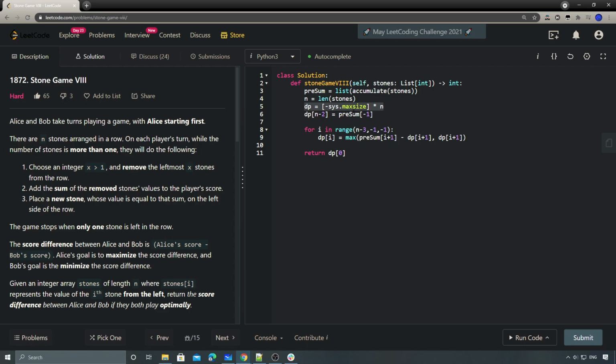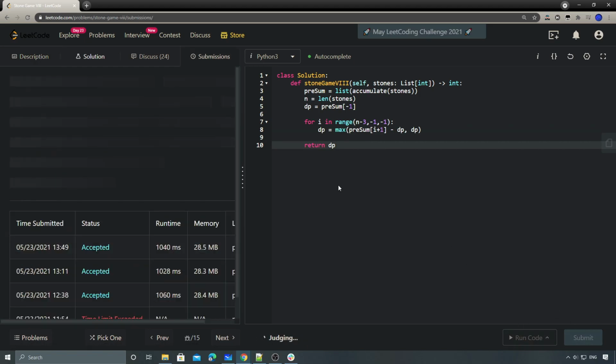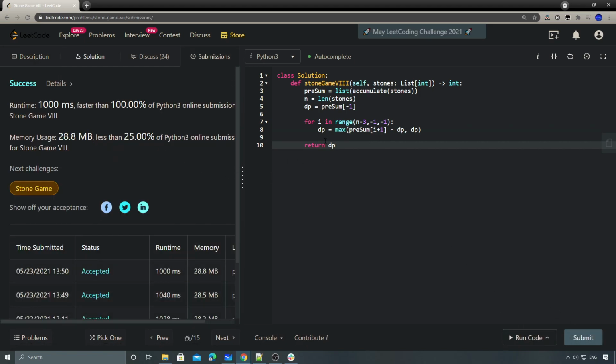So basically, all we need is a dp value here, and every time we just update dp. So we can just remove this one, this one as well, and this one as well. So in the end, we just return dp. That's gonna be the final answer. I believe this should also work. Yeah, right.